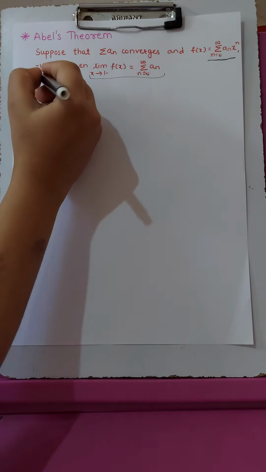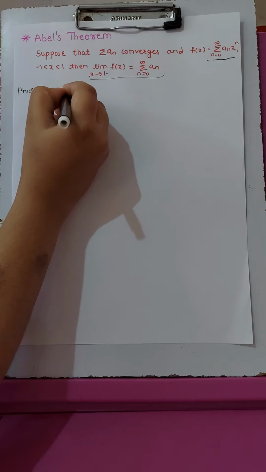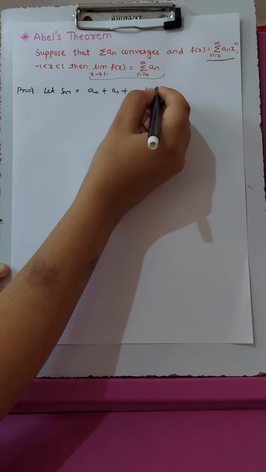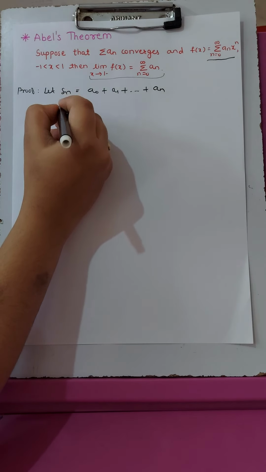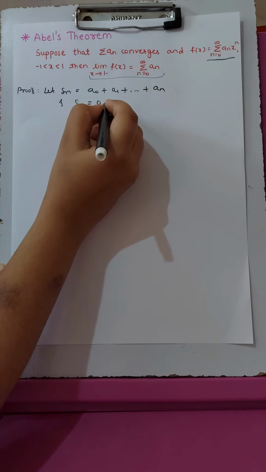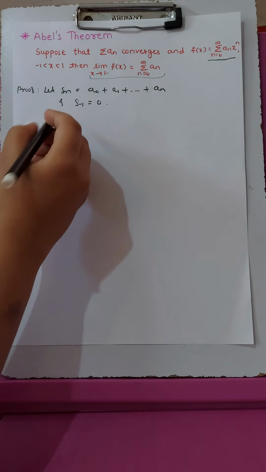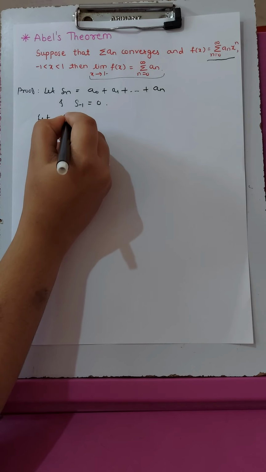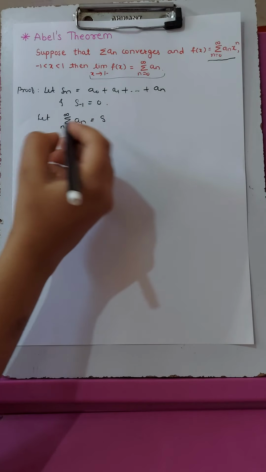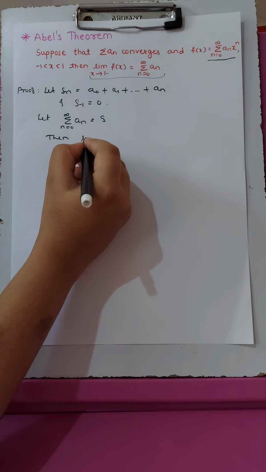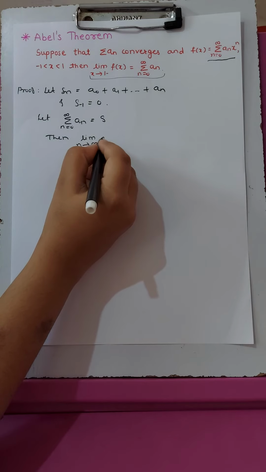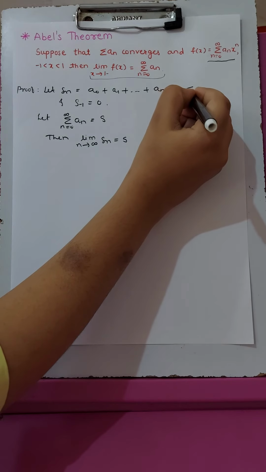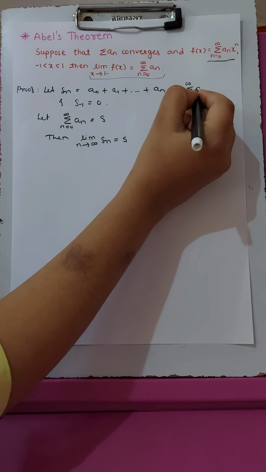First, let Sn be equal to a0 plus a1 up to an, and also s minus 1 equals 0. Also let summation n from 0 to infinity an equal s. Then this implies that limit n tends to infinity Sn is equal to s, since this is summation n from 0 to infinity an.